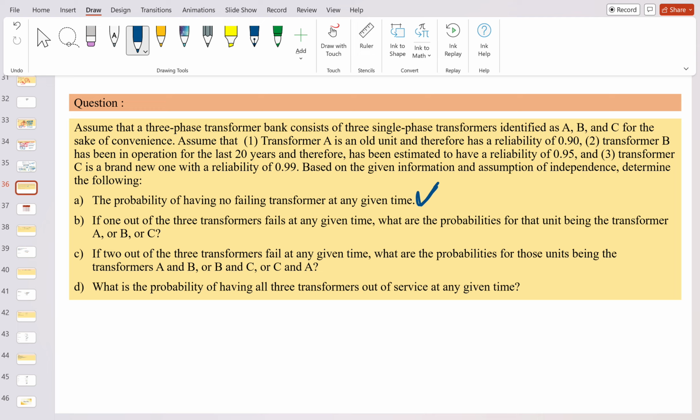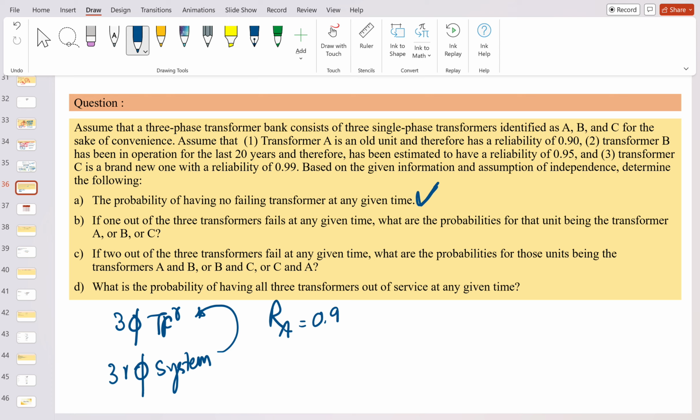Okay, let me give the solution. Here there is a three-phase transformer. It is actually three single-phase systems that together create the three-phase transformer. The reliability of A is given as 0.90, or you can say the success rate of transformer A. The second transformer has a probability of 0.95, and RC is actually 0.99.